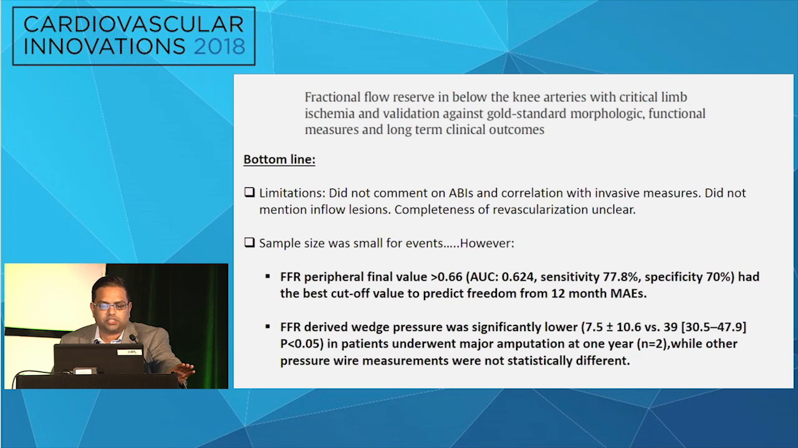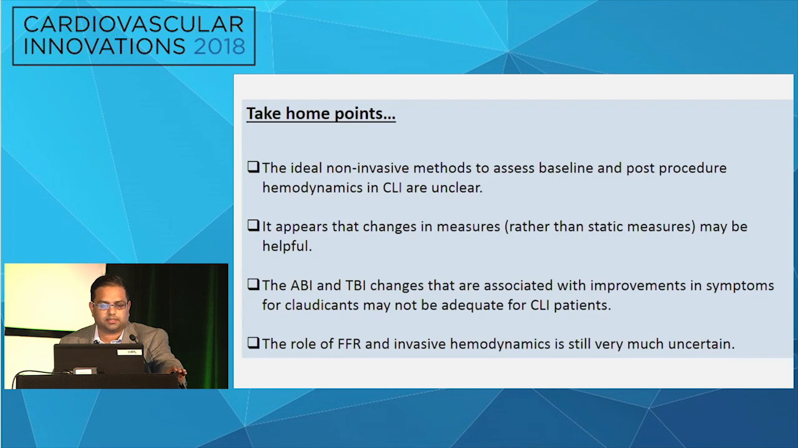When they looked at the correlations with respect to major adverse events, the FFR value of more than 0.66 had the best cutoff value for freedom from MACE. And they also measured something called an FFR wedge pressure, where they actually inflated a balloon on the FFR wire and got a distal wedge pressure, which has relevance in the context of collaterals. They found that people who had a lower wedge pressure underwent more amputations, very small sample size. But again, this is a very important first study in this context.